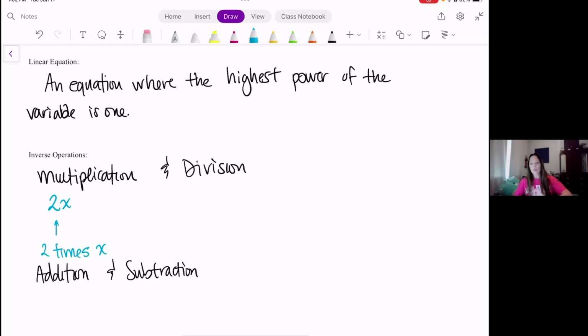Division is typically represented in an equation by a fraction. You'll write a variable over some number, and that is division. We don't use the division symbol typically when we're writing equations. x over 2 is x divided by 2. This is division.